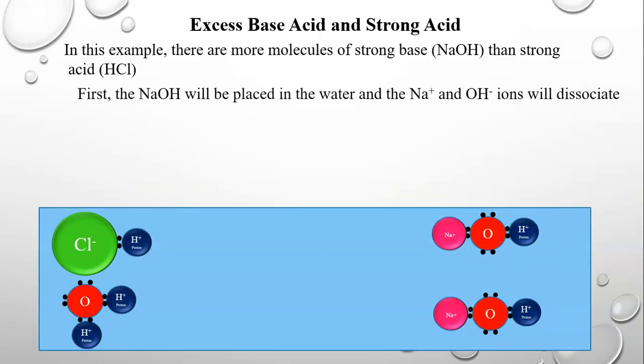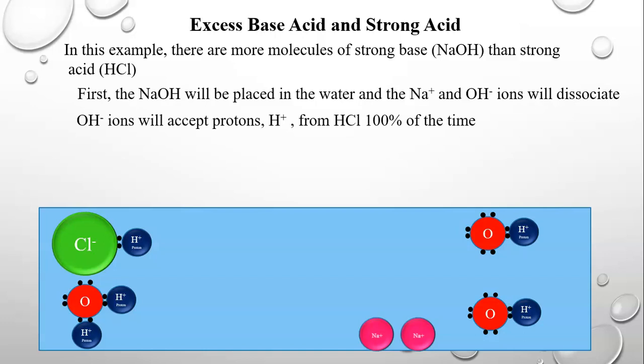Then what happens is, first the NaOH will be placed in water, and the Na and the OH ions will dissociate. So those sodiums are just going to go off and be spectators. The OH ions will accept protons H+ from HCl 100% of the time. So there it goes over there. It creates a water molecule. It neutralizes it.